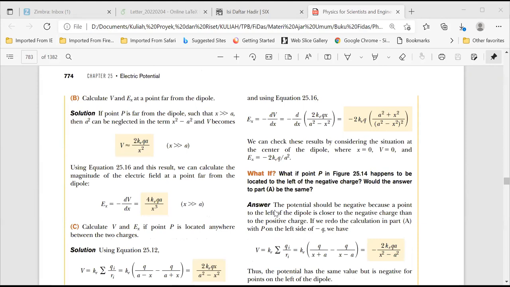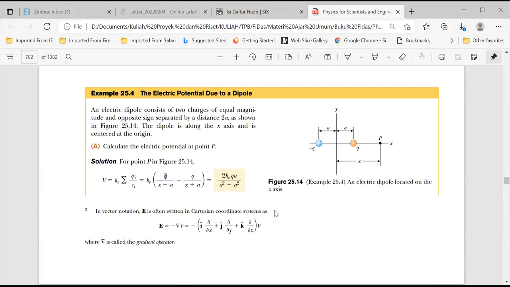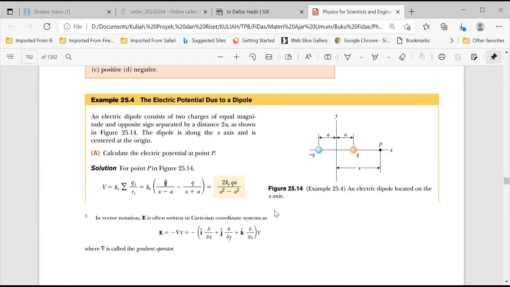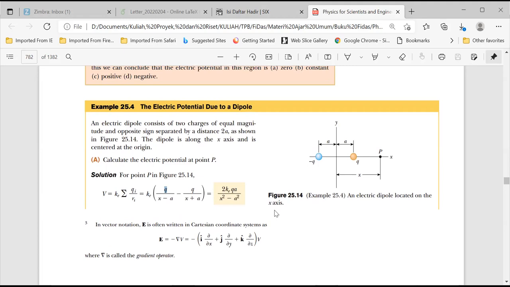Calculate V and Ex at the point far from the dipole. So if you choose x to be large, sorry, you choose x to be larger than a. Okay, that's the far distance solution, far away from the pole.